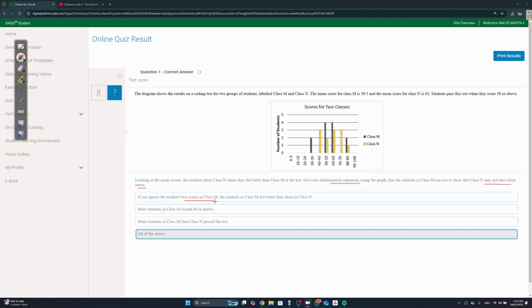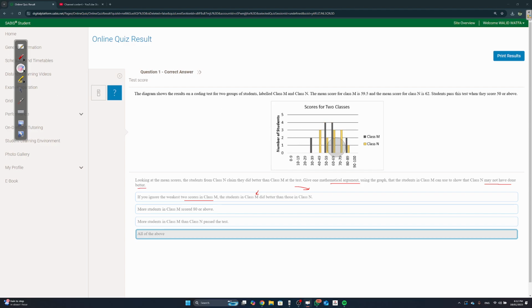If you ignore the weakest two scores in class M, the students in class M did better than N. So let's see, the weakest two in M are this one and this one. If you ignore these, overall, M did better than N. Let's take a look.